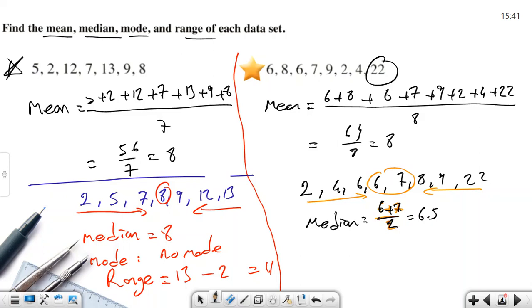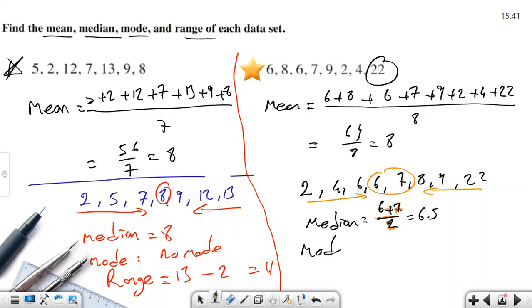That's equal to 6.5. That's the best way to show the central tendency because there's an outlier. As you see, around 8, I have 7 and 9 and 6. But when we talk about 6.5, all numbers here are closer to 6.5 except 22. So the median is the best way to show the central tendency.